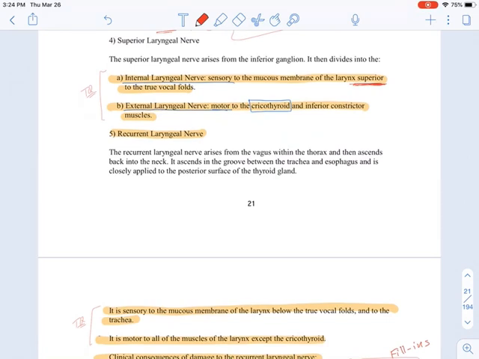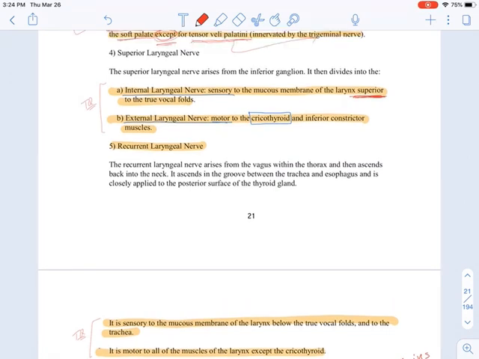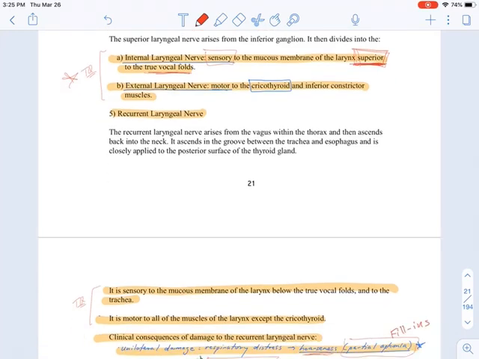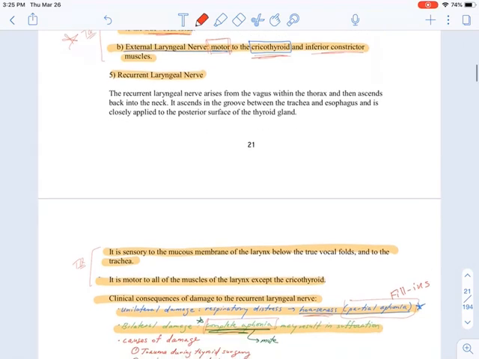Superior laryngeal nerve. Again, we're talking about branches of the vagus. Got to know these guys here, internal versus external. So our internal laryngeal nerve, main thing here is it's going to be sensory to the mucous membrane of the larynx superior, that's big, superior to your true vocal folds. External laryngeal nerve is motor to your cricothyroid and to your inferior constrictor muscles.